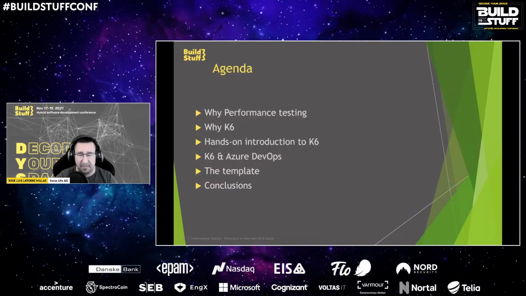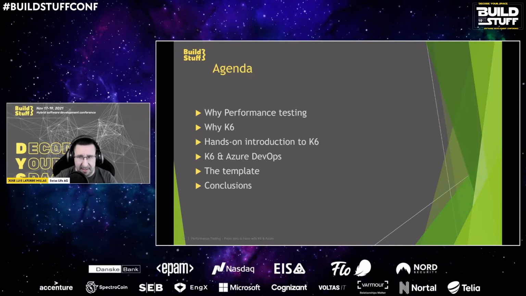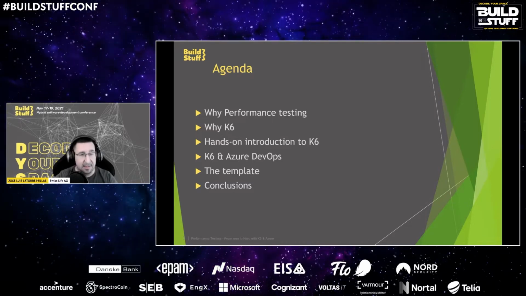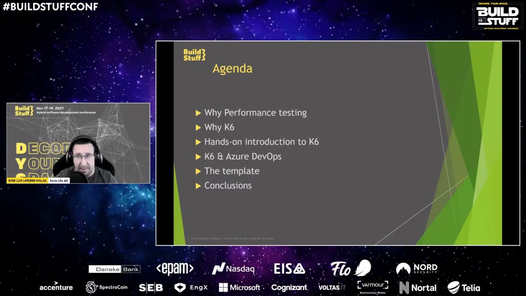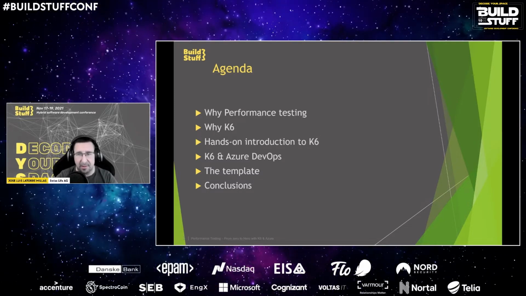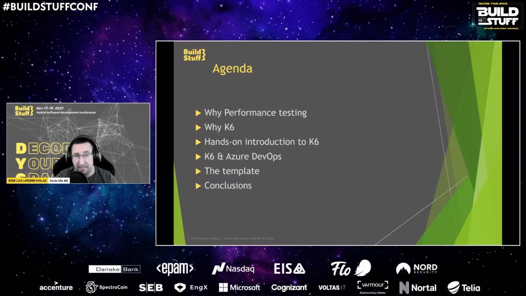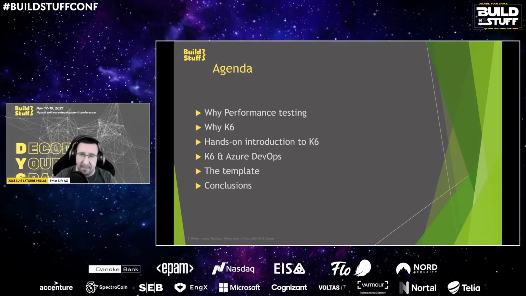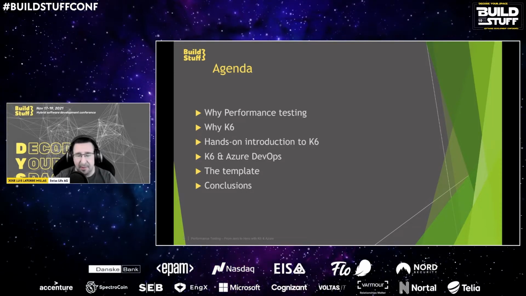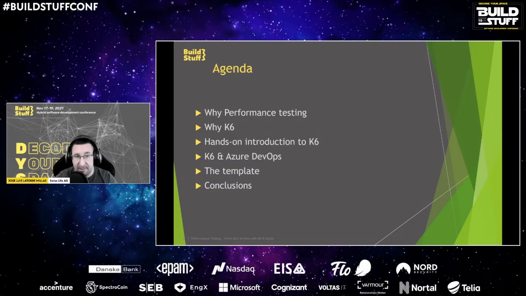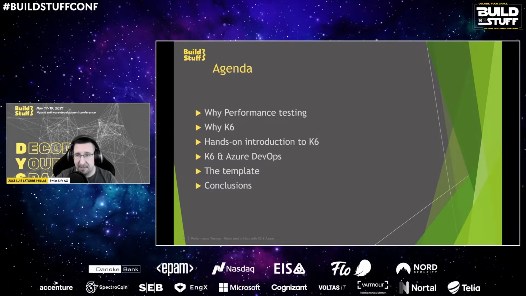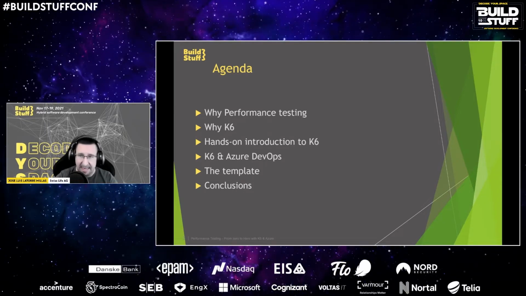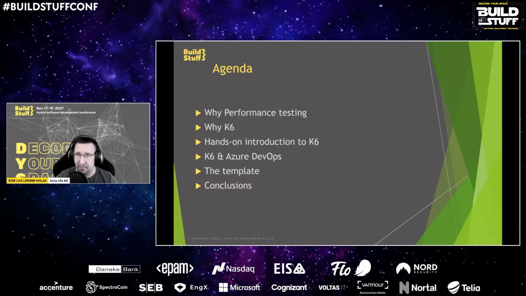But for today, I'm going to talk about performance testing, why it's important, why you should do it, and why K6 is a very, very good option. I will deliver an introduction to K6. After this talk, you should be able to implement very real-life K6 performance testing scripts. Next, I will show you how to integrate K6 with Azure DevOps to put things in perspective and integrate that with your build in a CI/CD pipeline. I'll talk about a template, but I'll leave that for later and give you some conclusions to take home.